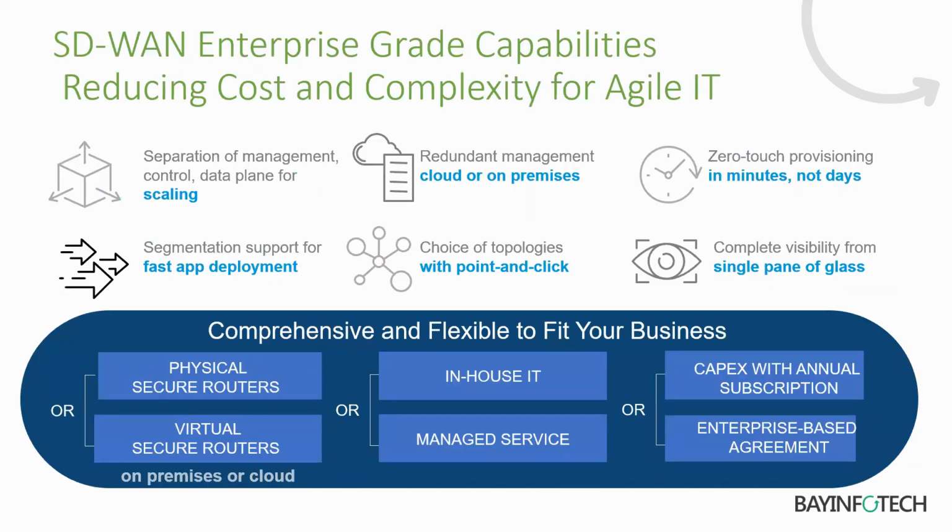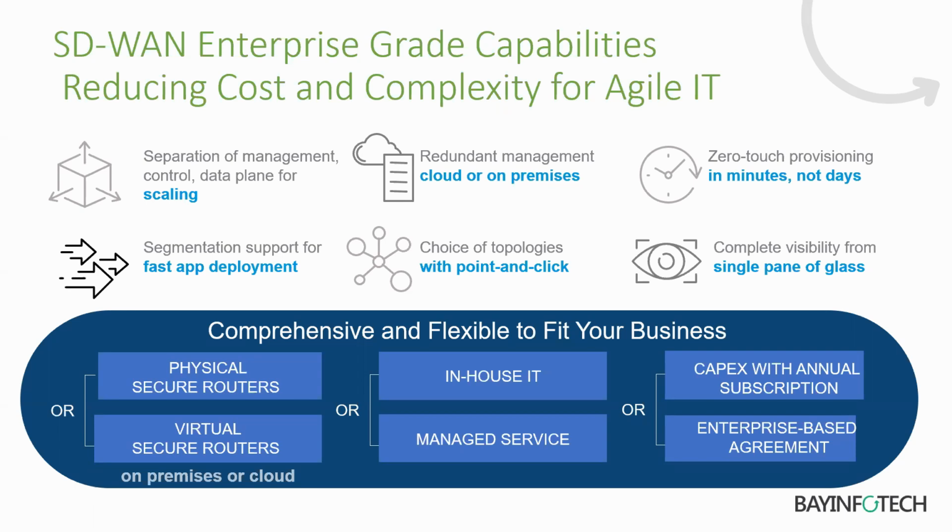Let's look at a few advantages and capabilities of SD-WAN that help in reducing cost and complexity. A few of them are separation of management, control, and data plane for scaling, redundant management, cloud or on-premise, zero-touch provisioning in minutes and not days, segmentation support for fast application deployment, choice of topologies with point and click, and complete visibility from a single pane of glass.